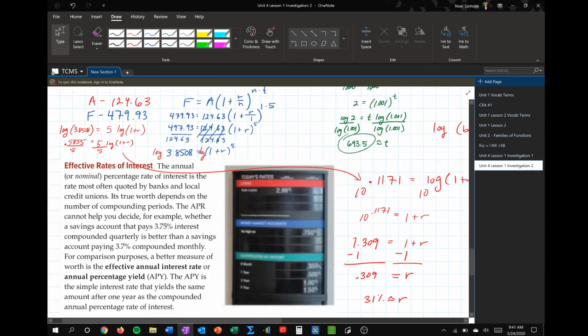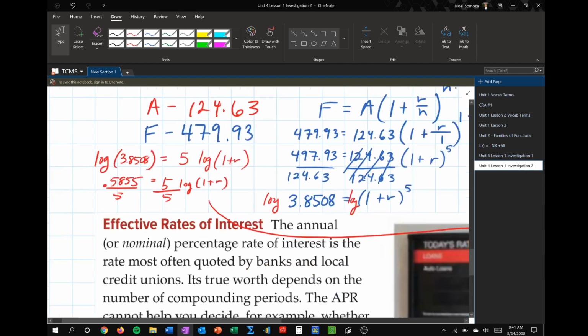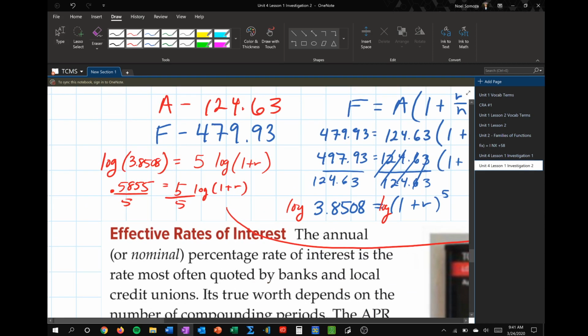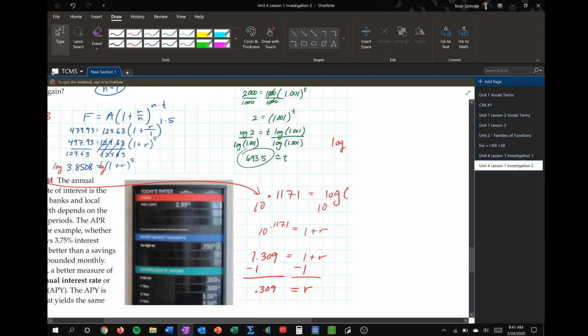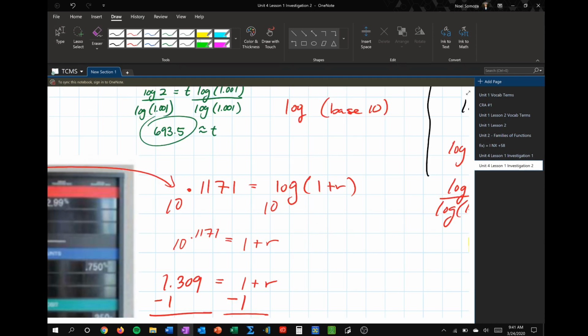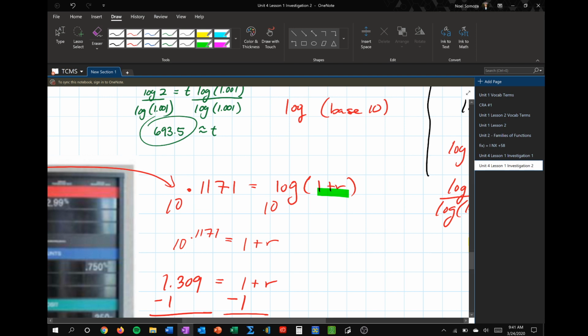a log, we know that it allows you to bring down a power, for example, if we go back here, if you apply a log and you had a power of 5, then that 5 allows you to drop the 5 down. Now, what happens when you have log of some expression, for example, such as 1 plus r? You're not really allowed to distribute the log. That doesn't quite work.